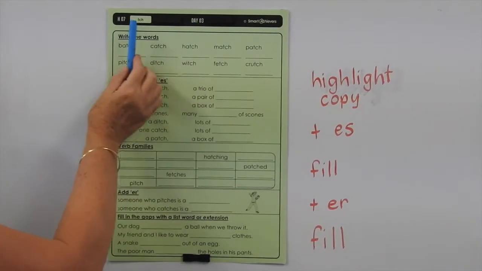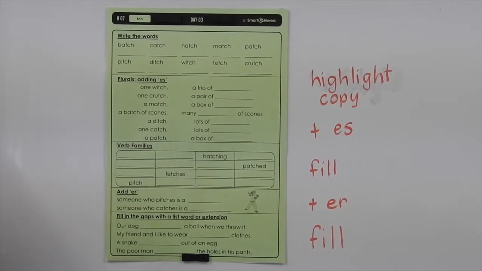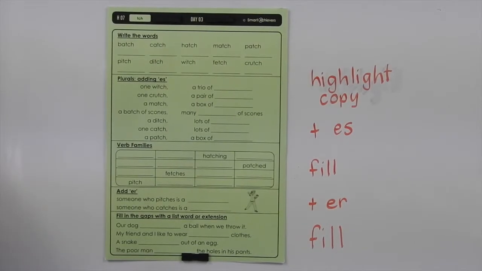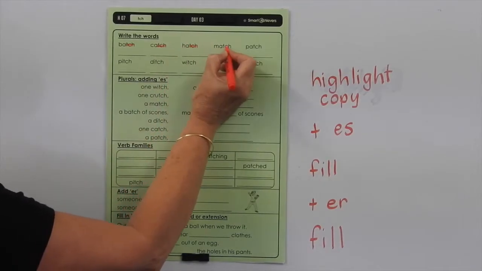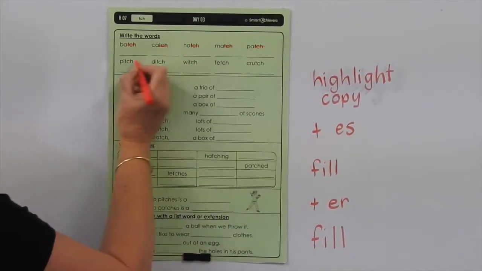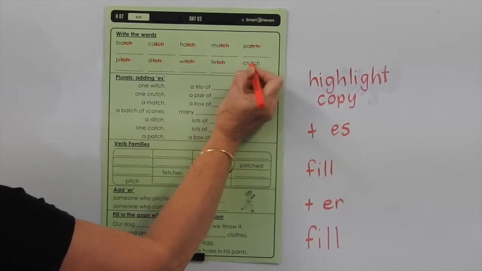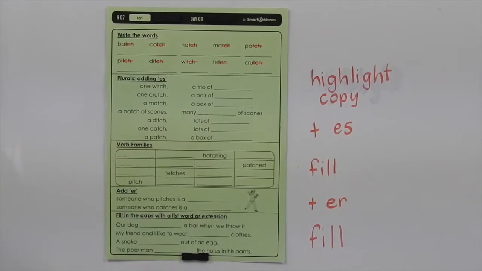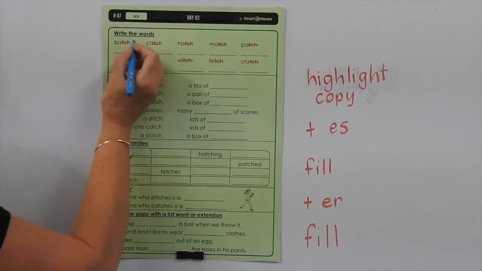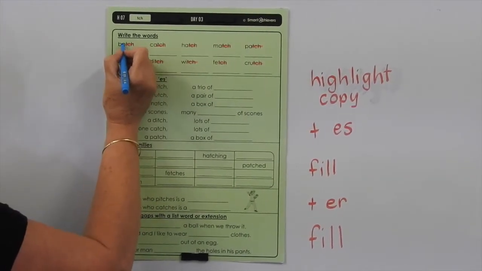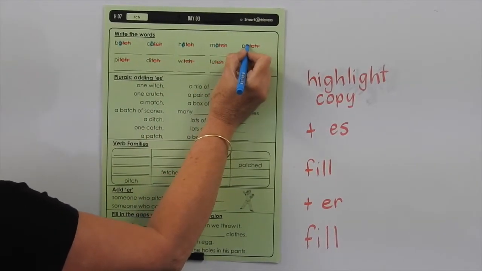H7 day 3, we're revising that ch comes after a short vowel sound. So let's highlight the TCH in these words as we read them. We've got batch, catch, hatch, match, patch, pitch, ditch, witch, fetch, crutch. Now before that last sound, we know that we've got a short vowel sound, and that's how we know to put TCH. So after a short vowel and we want that ch sound, we're going to put TCH.